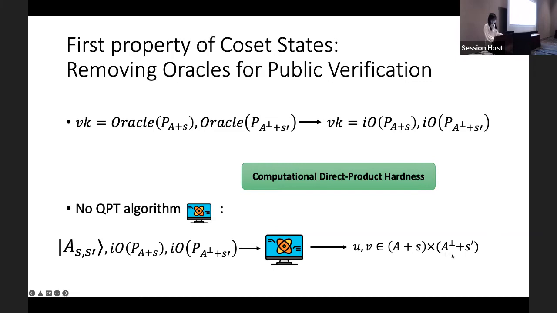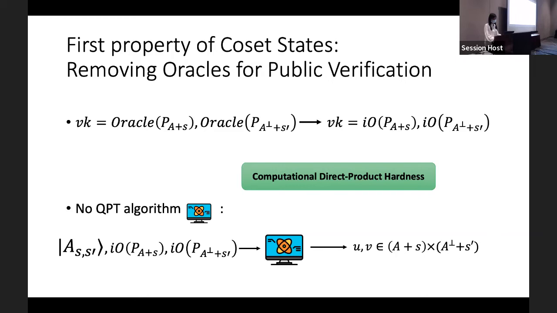The very high level intuition why this works, which we don't have time to go into details, is that the coset version of direct product is just a harder problem for the adversary. It not only has to find any two vectors in the subspace, but has to find a secret as well. And this would require fewer assumptions when we do it in the computational setting.